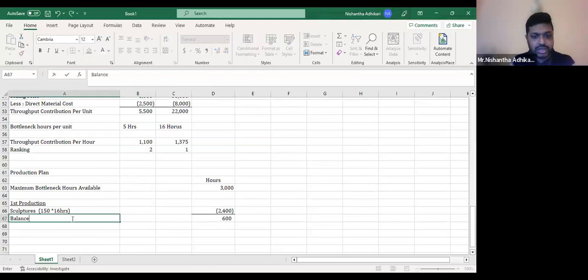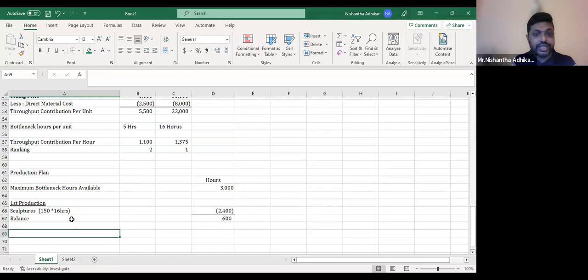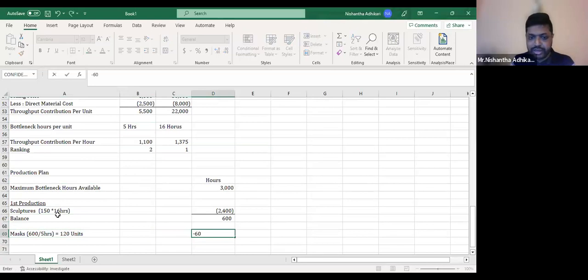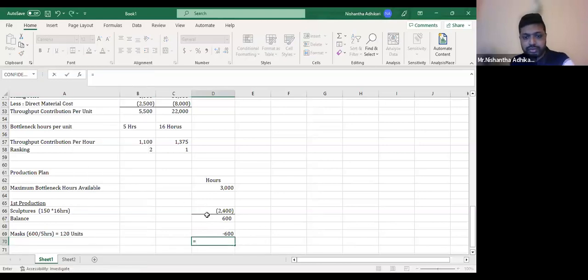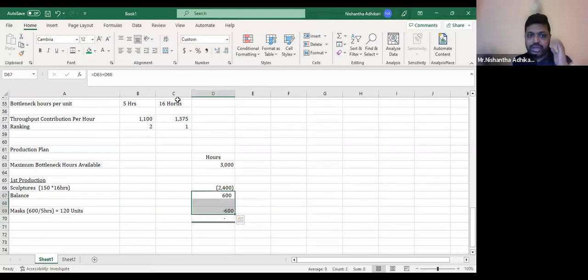Balance 600 hours. It should be allocated to whom? Mask. Out of 600, each requires 5 hours. If you calculate, it should be 120 units. Right. Now, the entire hours you have utilized. That is how you need to work it out.